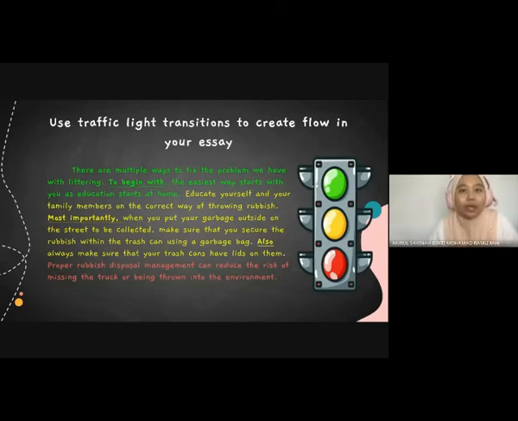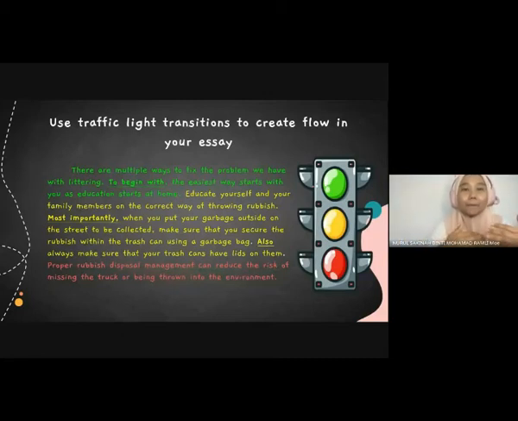Tang mana nak educate tu? Tang cara untuk buang sampah, the correct way of throwing rubbish. So how? Macam mana nak buang sampah dengan betul? Most importantly, so you make an emphasis here. You emphasize. Most importantly, when you put your garbage outside on the street to be collected, make sure that you secure the rubbish within the trash can using a garbage bag. So kat sini you are giving examples. You are giving example on how. And then also always make sure that your trash cans have lids on them.